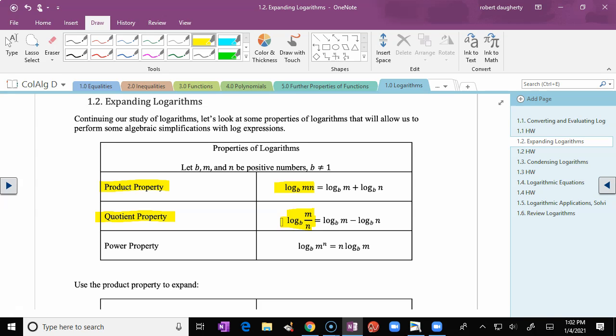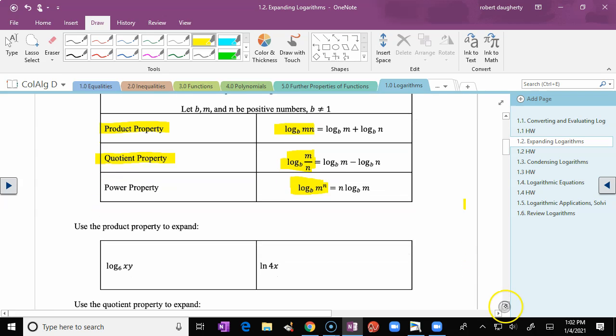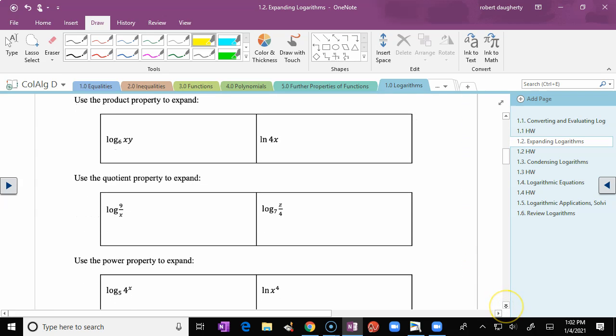When you have the log base b of m to the nth power, you can bring that exponent out front. That's n times the log base b of m. So let's just work with these properties. You're going to need to know these and how to apply these, okay? Use the product property to expand.